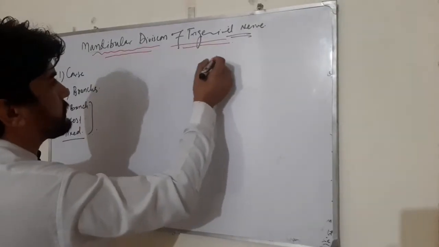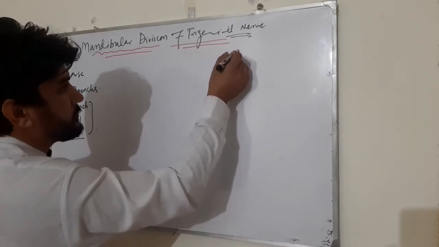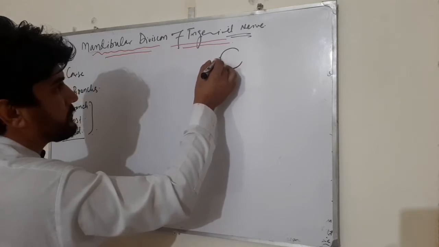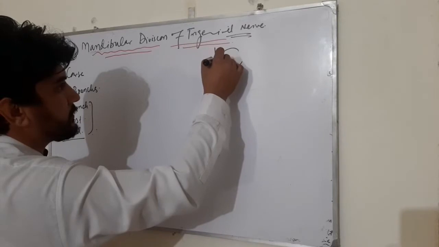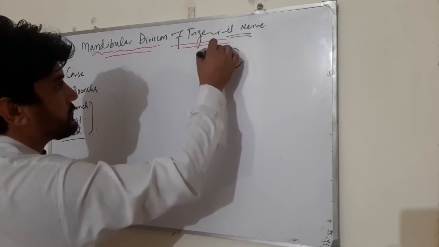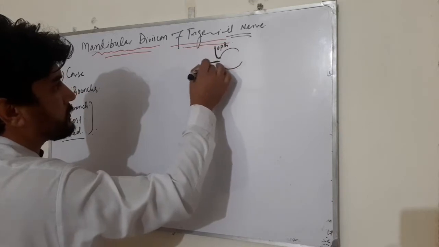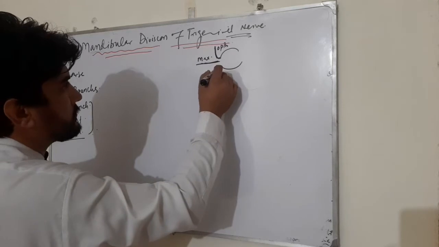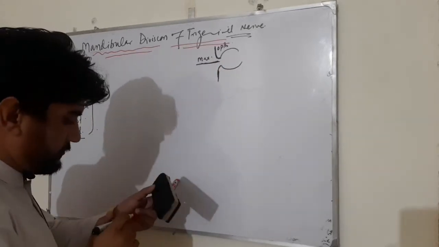Before going into the detail, we will discuss the trigeminal ganglion. This is the trigeminal ganglion. From this, three roots arise. The first one is ophthalmic, the next one is maxillary, and the third one is mandibular, which we will discuss.